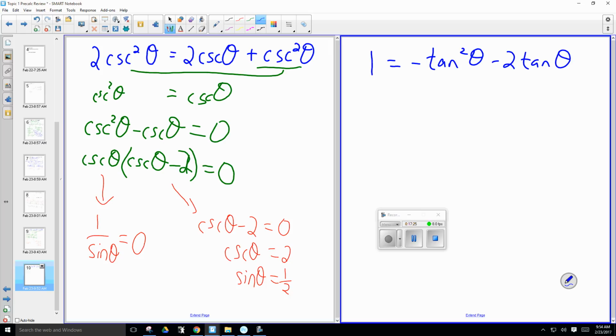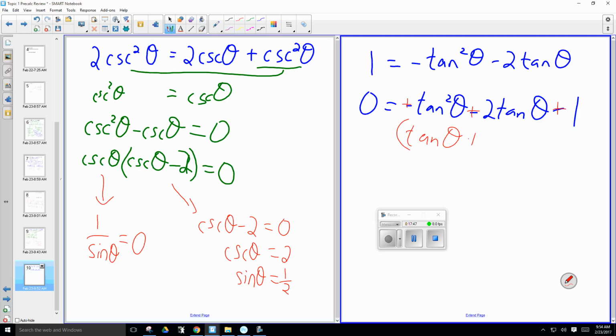So bring that all over, or bring it over here either way. So negative tangent squared theta minus 2 tangent theta minus 1. But I would change this to plus, plus, plus. So this factors into tangent theta plus 1, tangent theta plus 1.